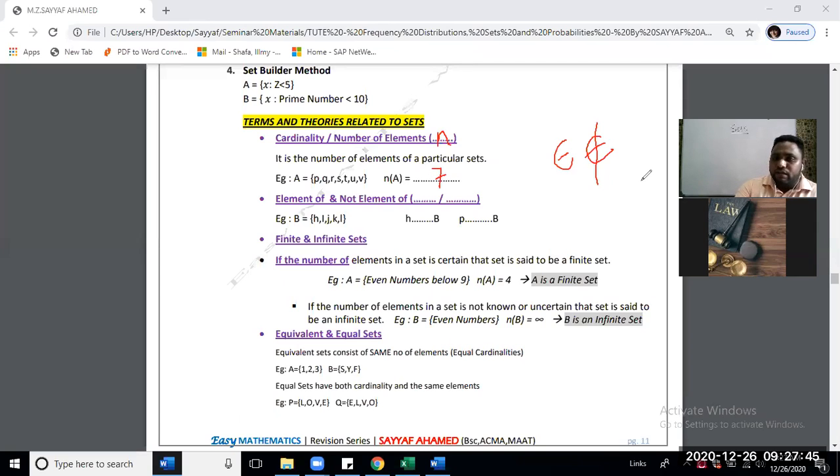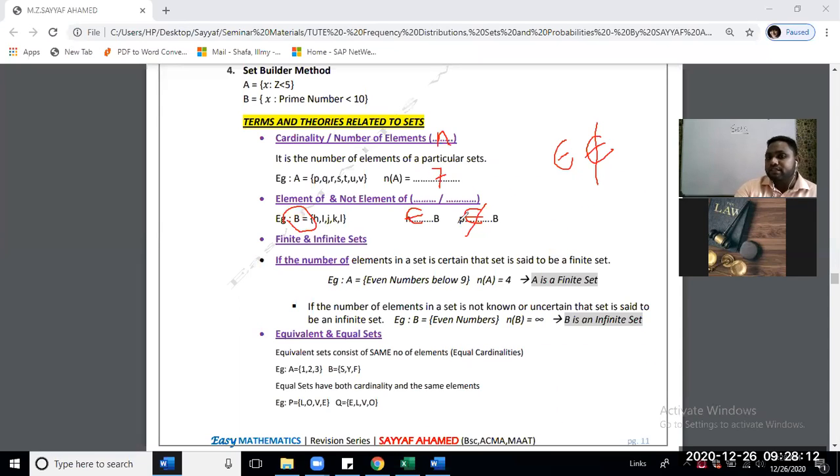So element of and not element of meaning, right? Now say for example, if you look at B, B equals H, I, J, K, L. So we say H is an element of B. H is already there in the set B, therefore it is an element. So we write an E over there, and if it is not an element, we write an E with a cross, because P is not an element of it.